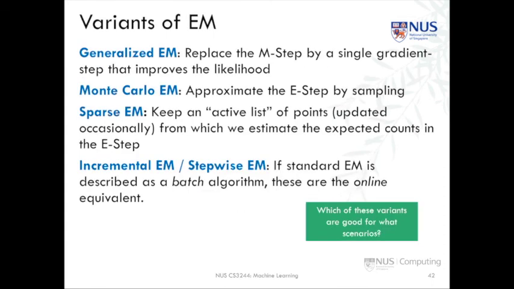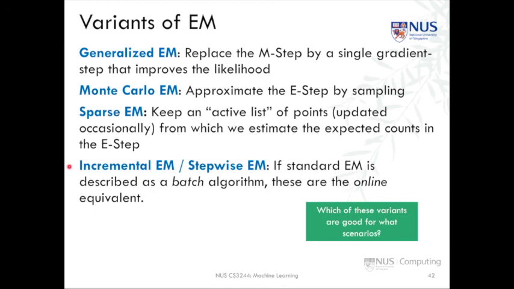Variants of EM happen to be quite commonplace and very useful in practice. We have generalized EM, which replaces the M step with a single gradient step that improves the likelihood. We have the Monte Carlo EM that tries to help the expectation step by sampling, which is very important when we have a very large data set where computing the exact estimation probabilities and the normalization step is intractable. We have sparse EM, where we keep an active list of points updated occasionally instead of using the entire E step. It's similar in nature to the Monte Carlo EM.